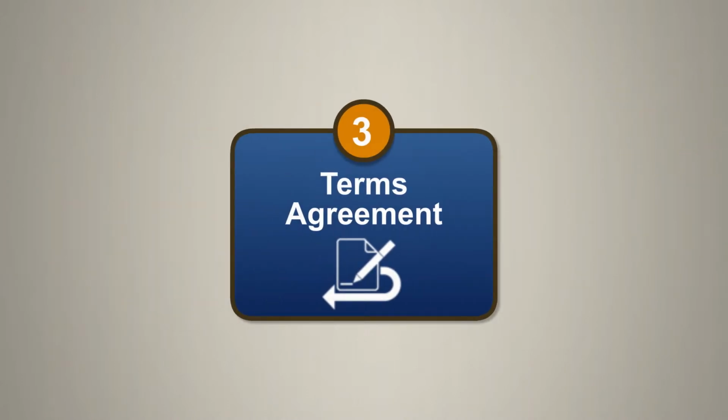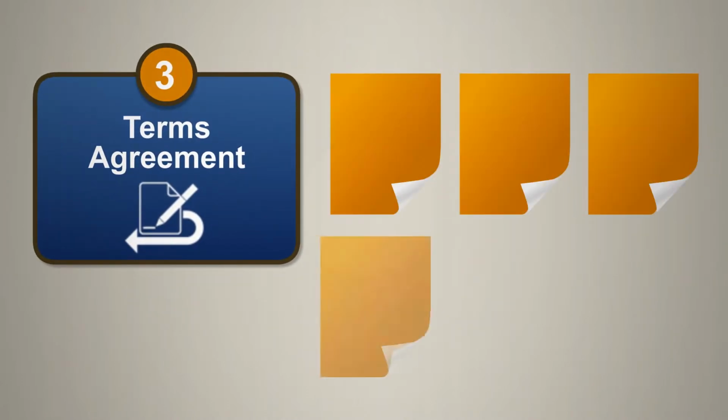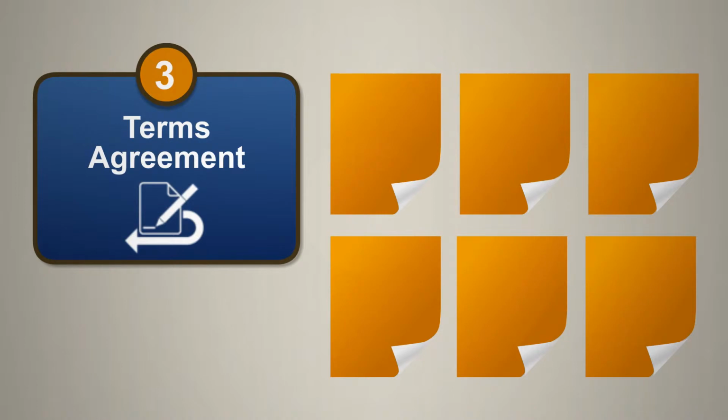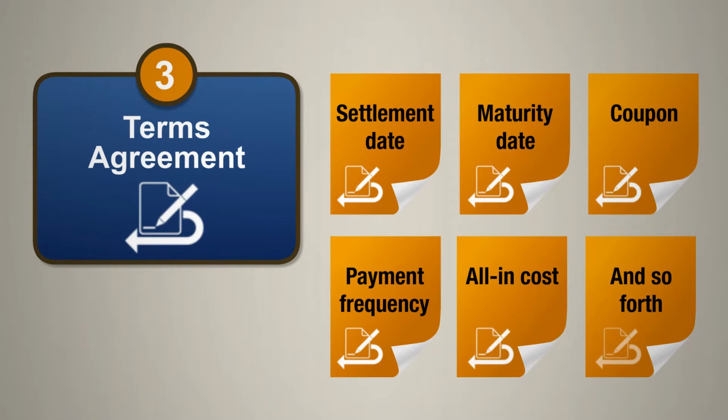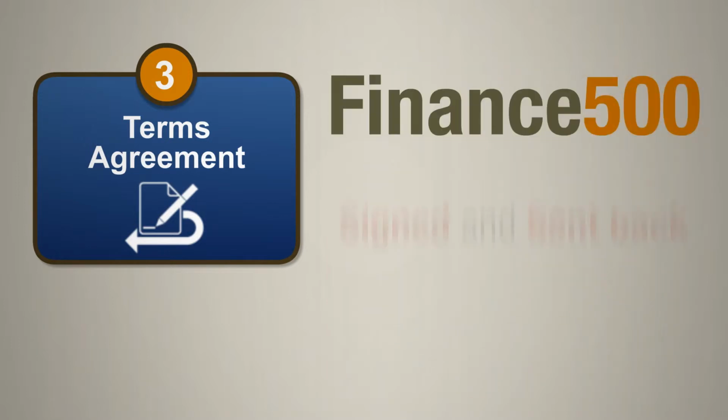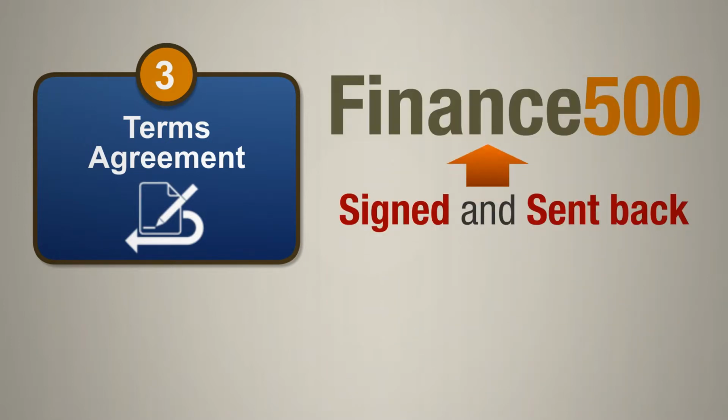A terms agreement is created for each individual CD and puts into writing specific terms such as settlement date, maturity date, coupon, payment frequency, all-in cost, and so forth. Each individual CD requires this document to be signed and sent back to Finance 500.